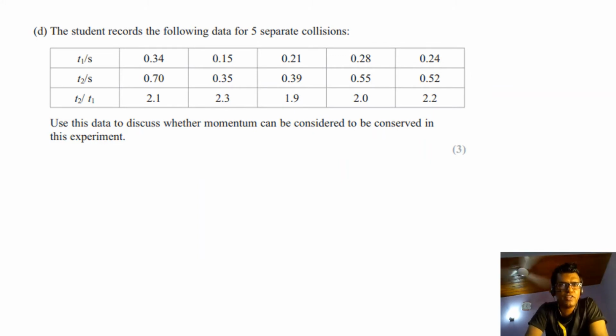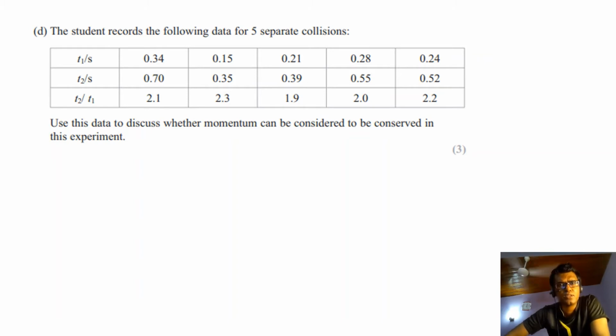The student records the following data, 5 separate collisions. Right. So when it comes to any experiment, we do repeat the experiment. Why do we repeat the experiment? So that way we can get rid of anomalies, and we can check the validity of our data by repeating, and we can take the average.